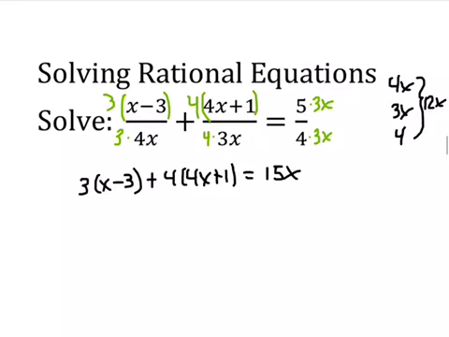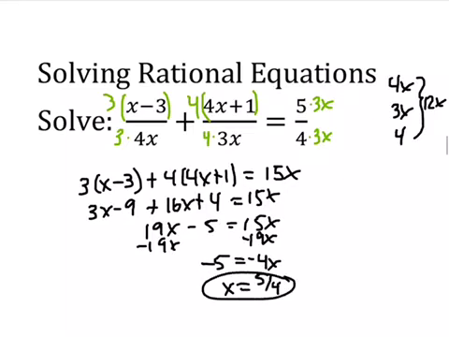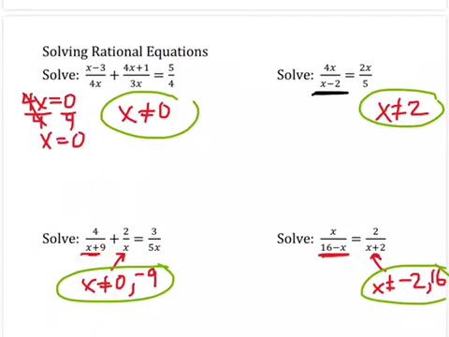So let's distribute. And we get 3x minus 9 plus 16x plus 4 equals 15x. Combine like terms, I got 19x minus 5 equals 15x. So I'm going to subtract 19x from both sides. So I have negative 5 equals negative 4x. So the fraction for my answer is negative 5 over negative 4, so 5/4. And if I look back, that was not one of my excluded values, so it's good to go.